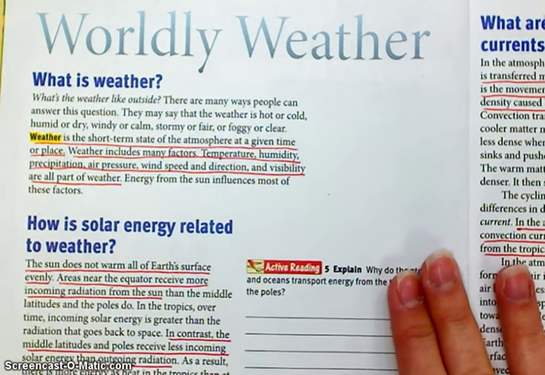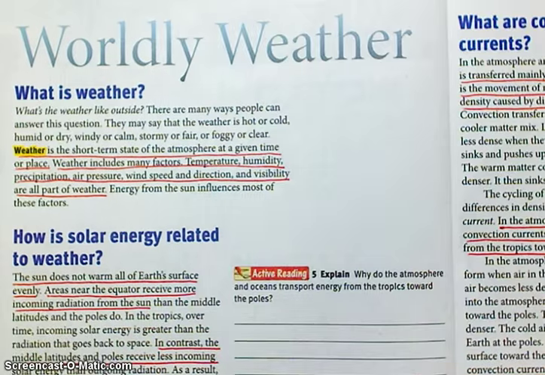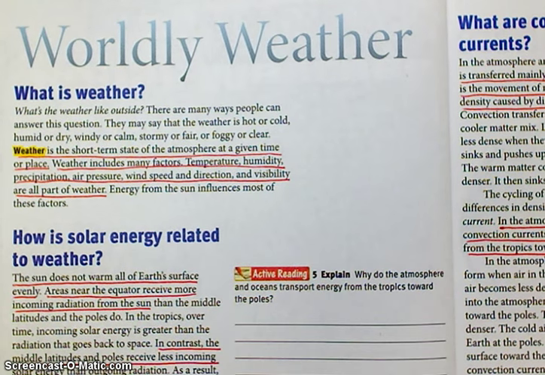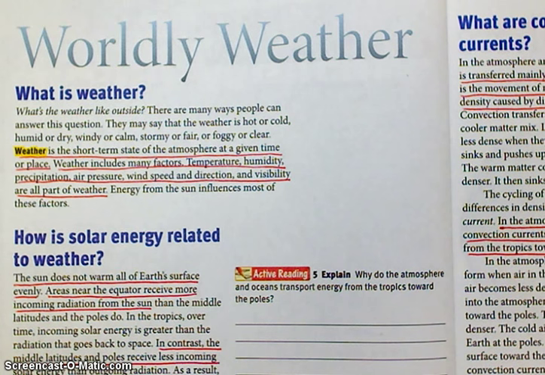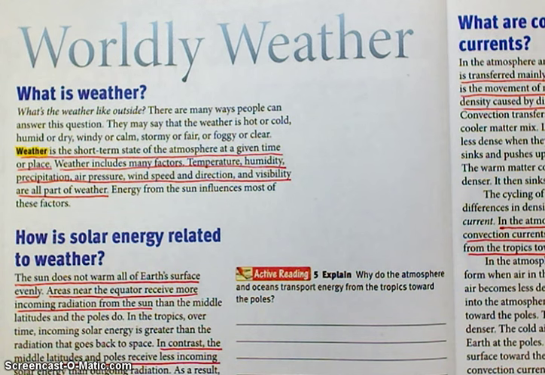Okay, we're going to go to page 452 and start here. Weather. First of all, weather is a short-term state of the atmosphere at any given time or place. And weather includes many factors: temperature, humidity, precipitation, air pressure, wind speed and direction, and visibility. All of those are part of weather. Hopefully you have some sort of basic familiarity with those since we've been taking data which includes most of those factors on a daily basis.